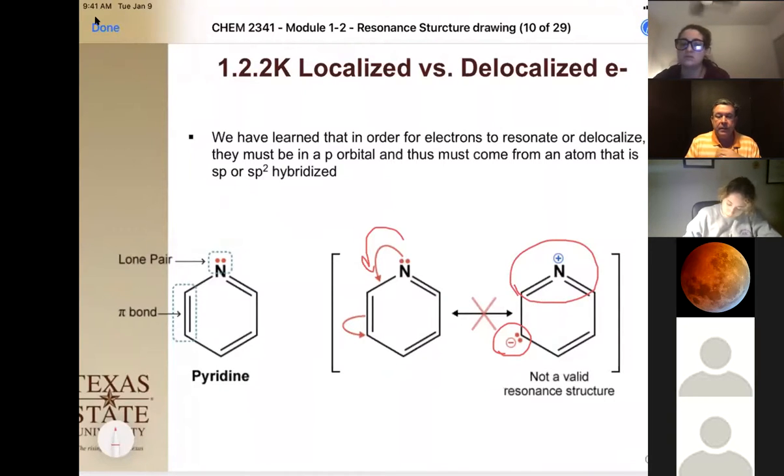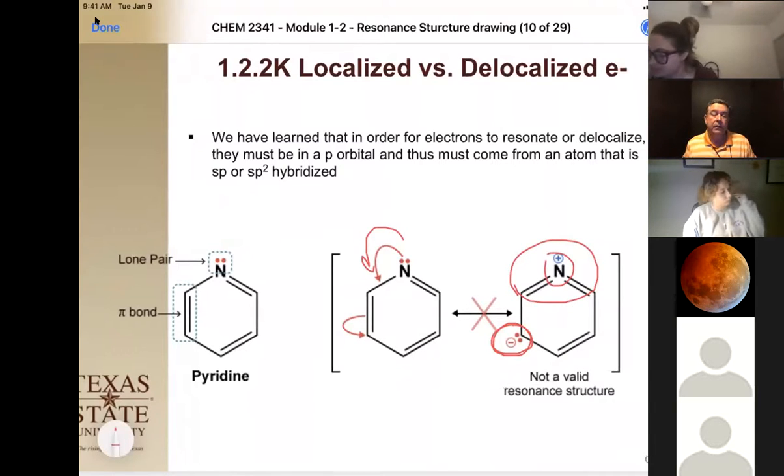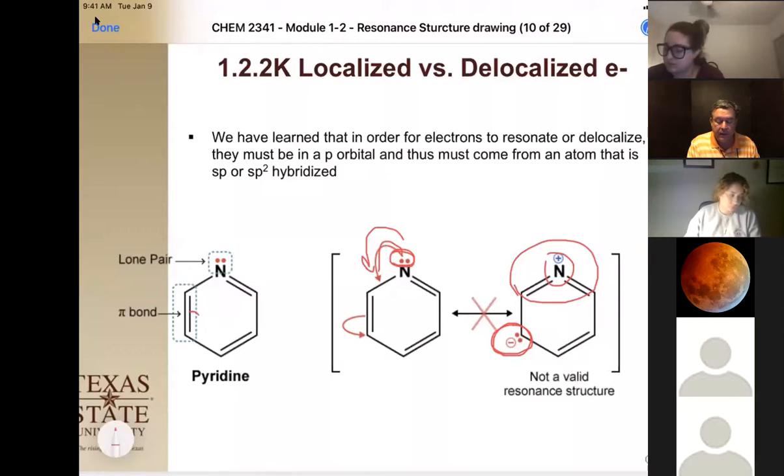these really strange systems here, and we have this negative charge on carbon and the positive charge on oxygen. It's not a valid resonance structure because we have the electronegative atom having a positive charge and the electropositive atom having a negative charge. Therefore, these electrons are localized on that nitrogen. However, these electrons in the ring can flip around, and so they are delocalized in the system.